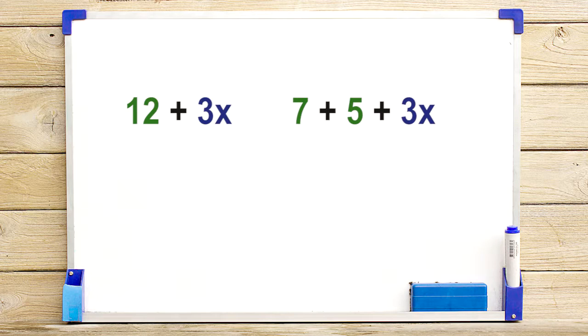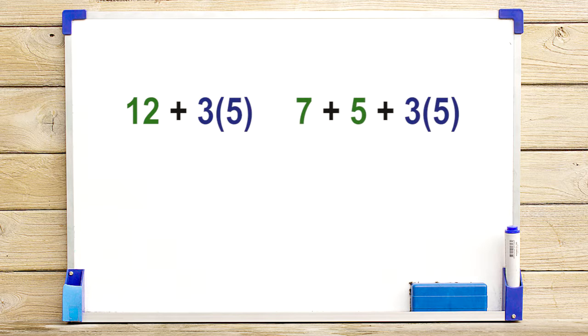Let's look at the following two expressions to determine if they are equivalent. We can substitute any number for the variable x to determine if the two expressions are equivalent. Let's use the number 5. We will substitute in a 5 for the variable x. Knowing the order of operations in the first expression, we know that multiplication is performed before the addition. So 3 times 5 equals 15. 15 plus 12 equals 27.